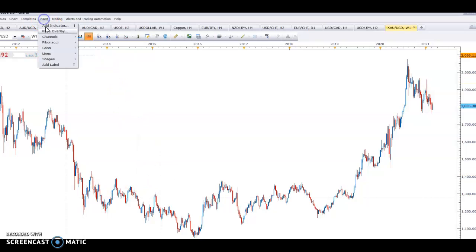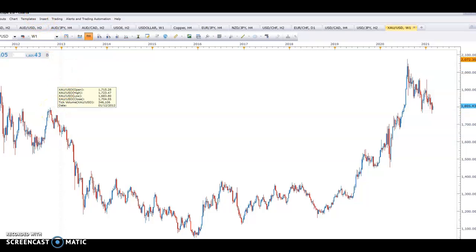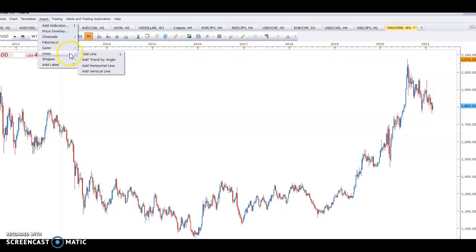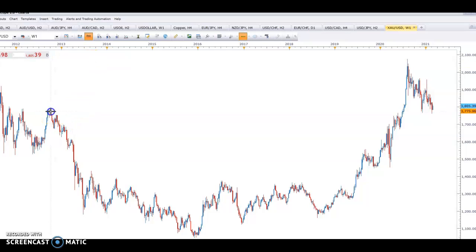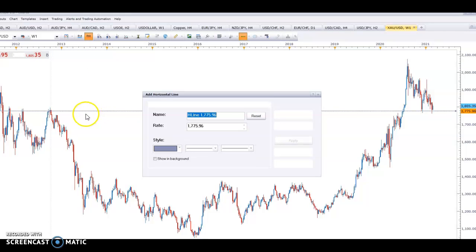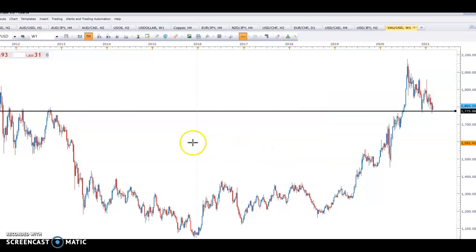Let's put some lines on, and we want horizontal lines to start with, don't we? So you can see on the left here, there's quite a lot of congestion here. So let's draw a line, and when we draw a resistance line or support line, we want to make sure that it has been touched 3 times, as I said earlier. I quite like black lines. Remember that these lines should stay saved on your chart at all times.